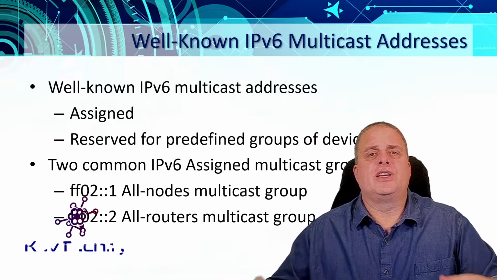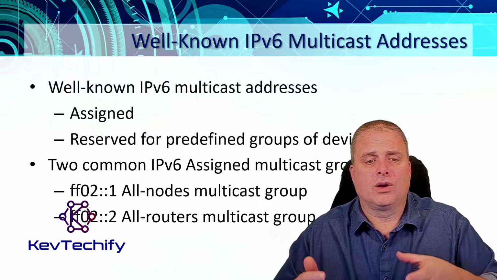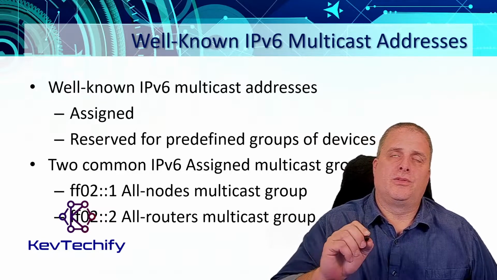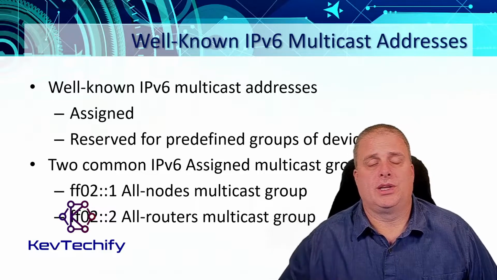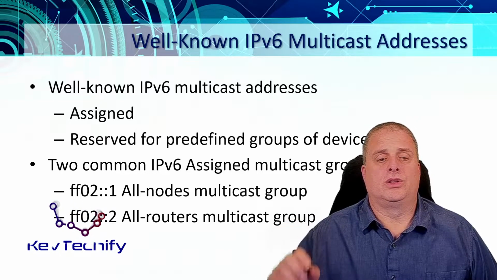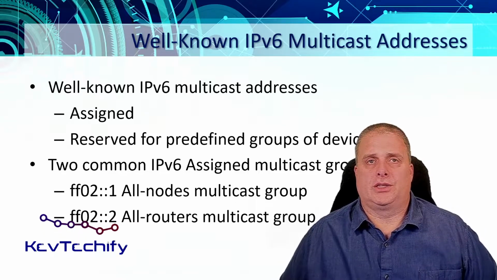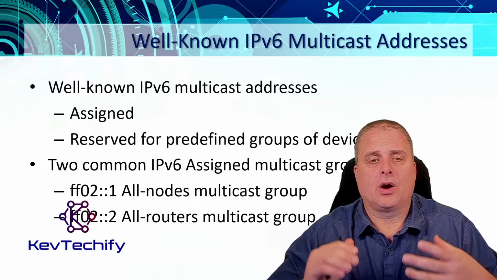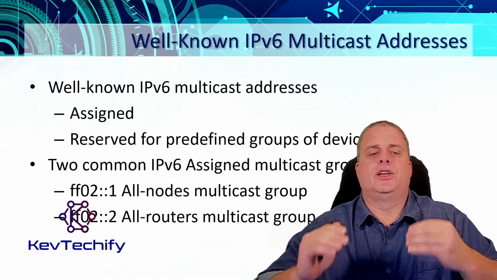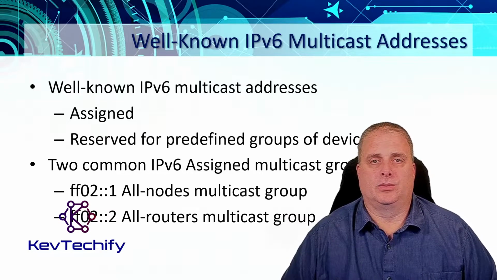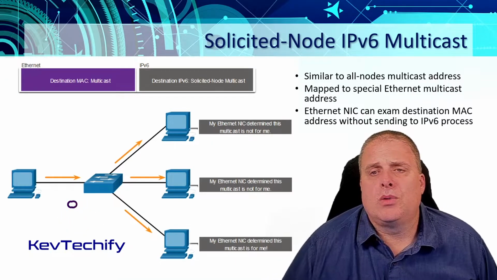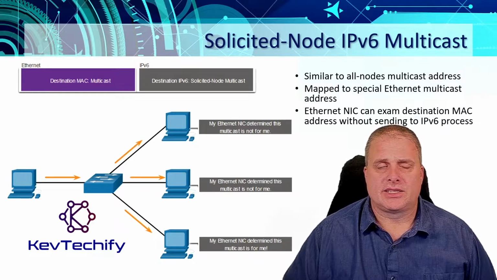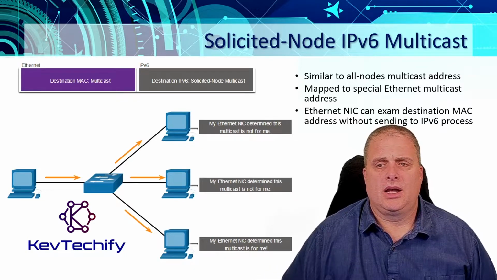Every node, every device on your local area network, will receive that multicast group. The second one starts off with FF02, identifying it's a multicast address, but then it ends in ::2. This is the all routers multicast group. And what happens here is when you enable IPv6 unicast routing on a router, it automatically joins this all routers multicast group.